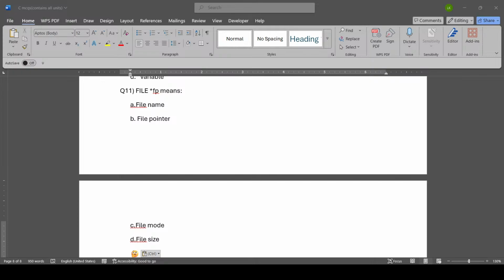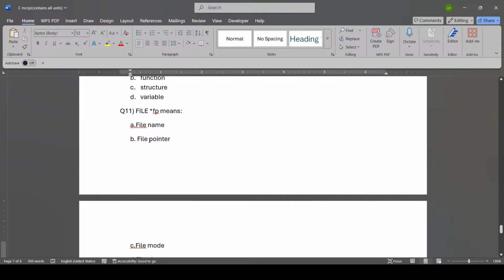So we were talking about question 11, FILE *fp means. Its answer is B, file pointer. Actually, it's a file pointer pointing to a file. So for question number 11, the answer is B.